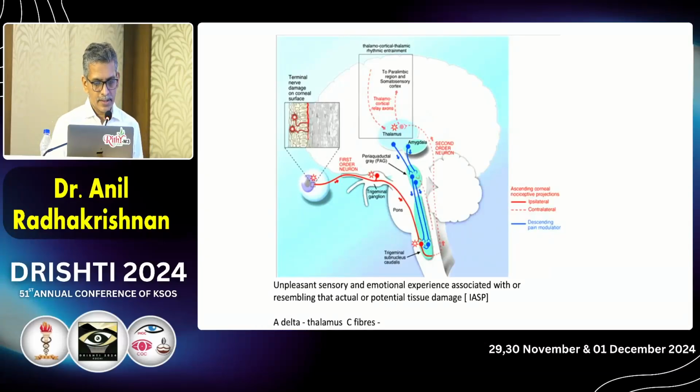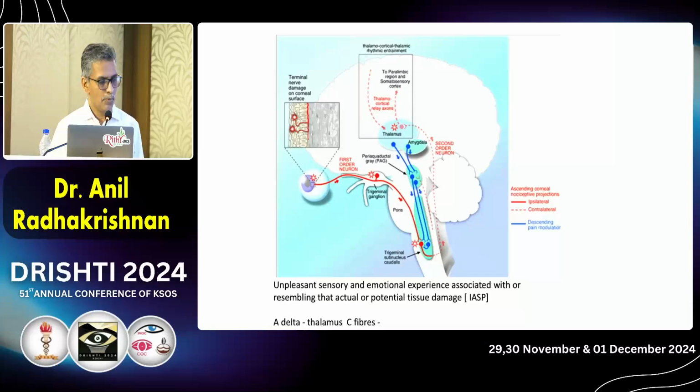This is from the International Association for the Study of Pain. They define pain as an unpleasant sensory and emotional experience associated with or resembling actual or potential tissue damage. That is important: actual or potential tissue damage.